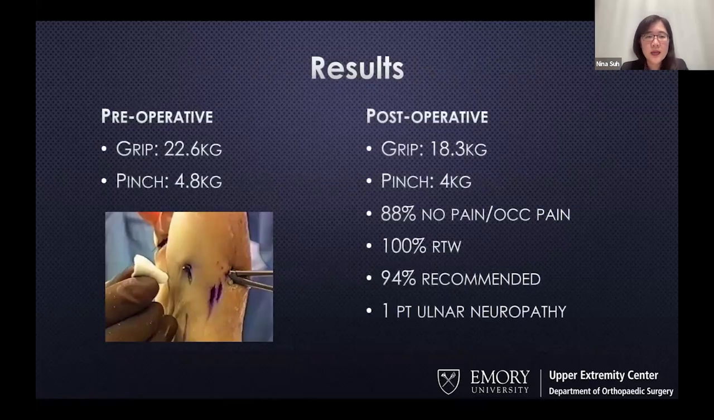So if you look at the results, the grip strength preoperatively was 22.6, postoperatively was 18, pinch was about 5, and pinch postoperatively was 4, but 88% had no pain, which really, I think, for most patients with thumb arthritis, that's what they really want, is to not have pain. 100% of them returned to work for those who were working at the time, not retired. And 95% of the patients actually recommend they would go through it again.